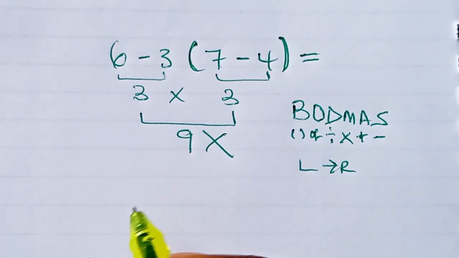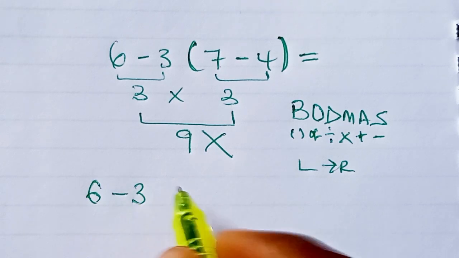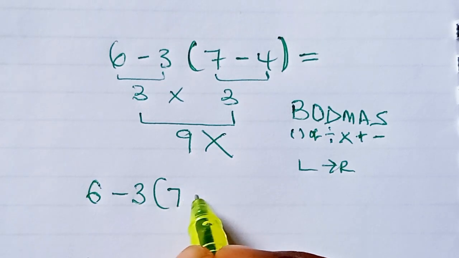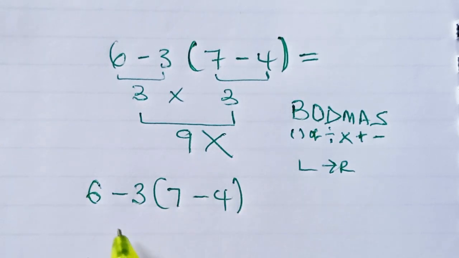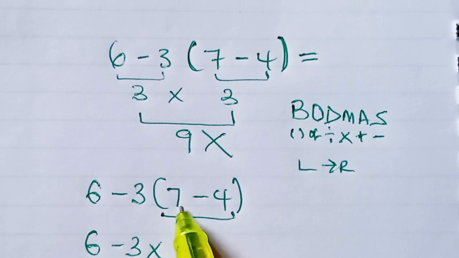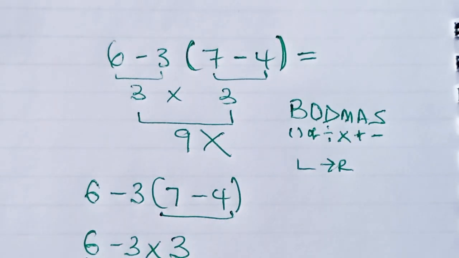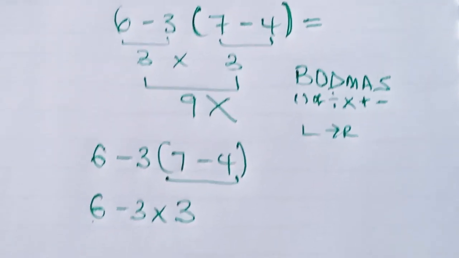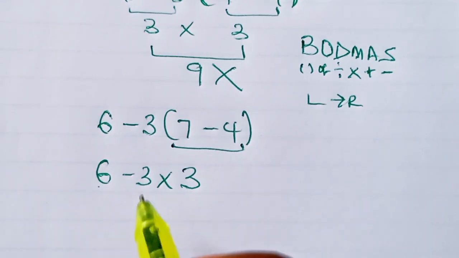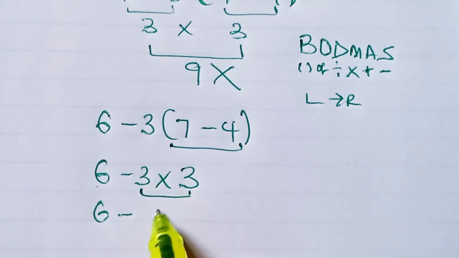So if we solve 6 minus 3, right, in bracket 7 minus 4. So first of all, we are doing the bracket. If we do this bracket first, we have 6 minus 3 times 7 minus 4 will give us 3. So the next is our multiplication. So now we are going to do the multiplication, which is this. So we have 6 minus 3 times 3 equals 9.